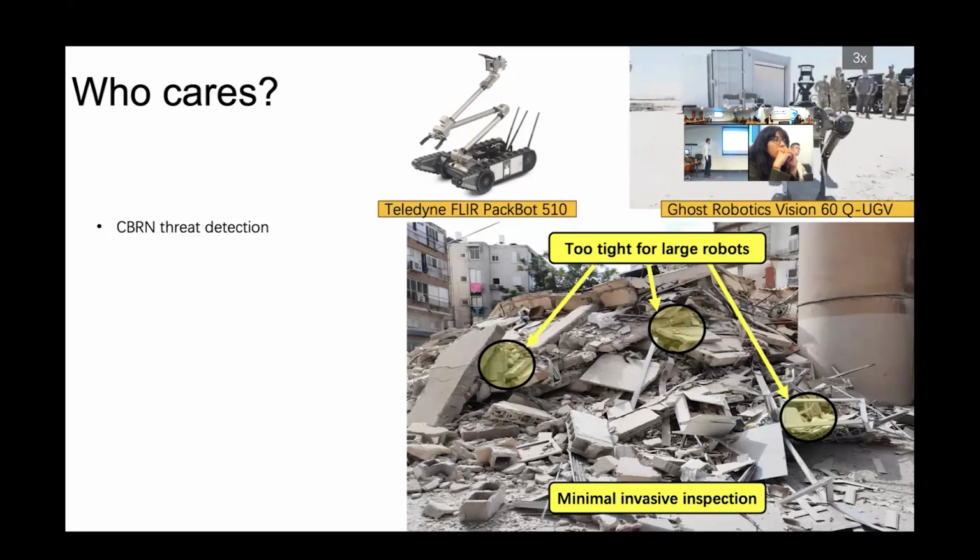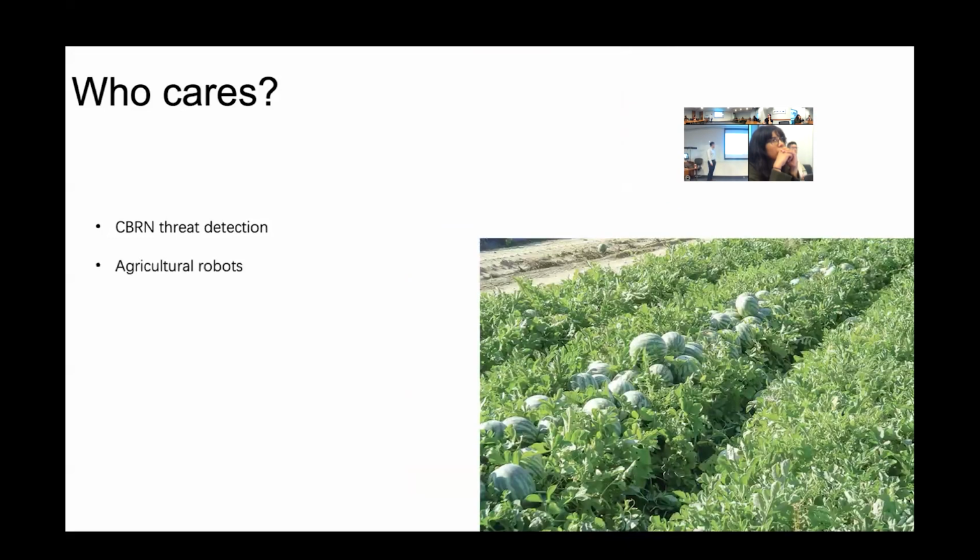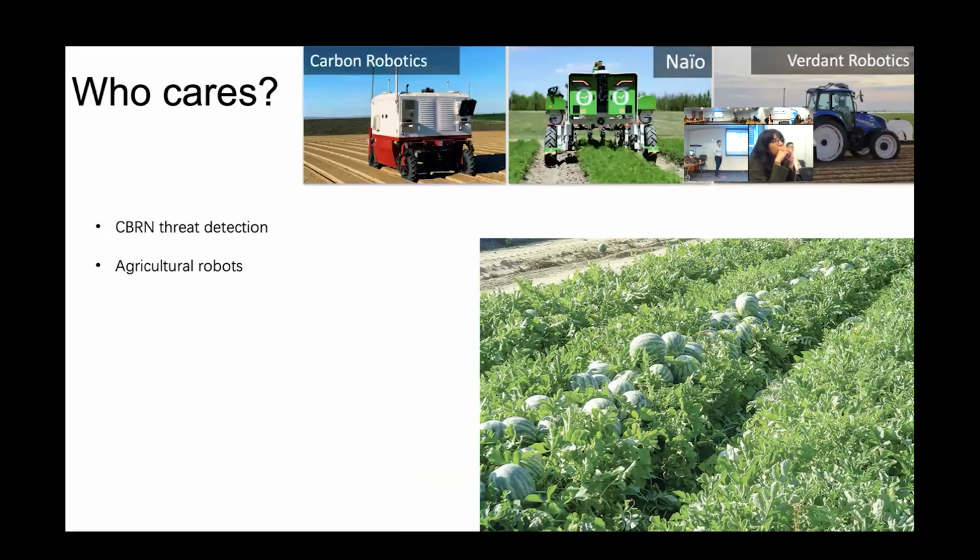However, to go inside those places, we still need to overcome those obstacles, which are too large for the state-of-the-art mesoscale robots. The second application would be agriculture, where there is a huge market for automation. The state-of-the-art agricultural robots are mostly wheeled and big ones. Their application is limited or specific to the seasons, field conditions, and crop type. Because if you're not careful, those robots will crush your crop.